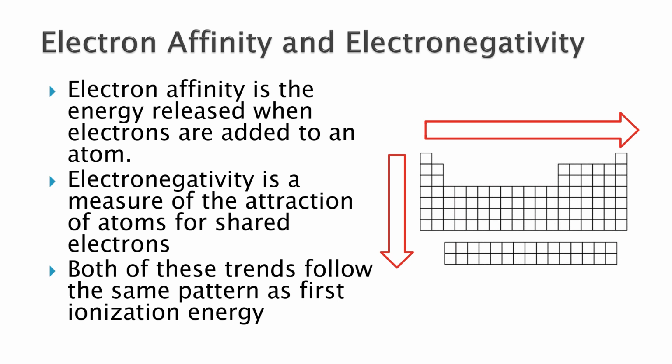Okay, another couple of trends that follow the exact same pattern as ionization energy are electron affinity and electronegativity. Electron affinity is the amount of energy given off when an electron is added. So basically the opposite of ionization energy, but it follows the exact same trend. If it requires a lot of energy to get an electron to come off, it's going to give off a lot of energy when that electron is added. Electronegativity is the amount of attraction for shared electrons when there's a bond. We're going to use that a lot more later when we look at bonds. Both follow the same trend as ionization energy: they increase as you go across a period, and they decrease as you go down a group.